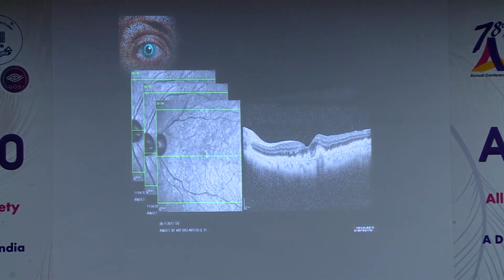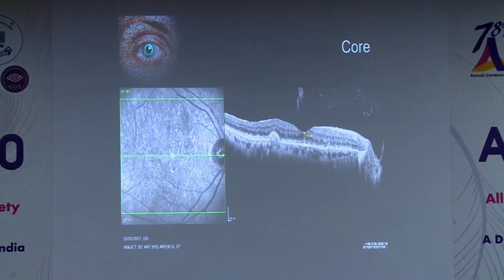And again, this is a beautiful example of a drusen which was homogeneous and it's now evolving. The homogeneity is being lost and it's becoming heterogeneous, and you know it's going to go to atrophy soon. Another one where you can actually see a core inside the drusen.